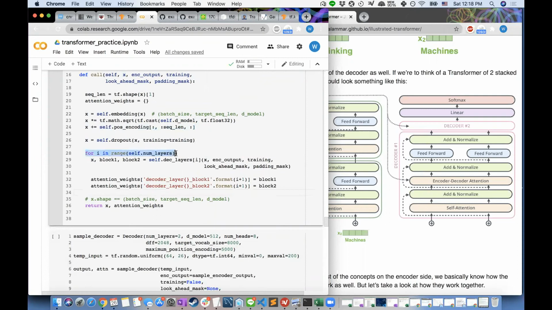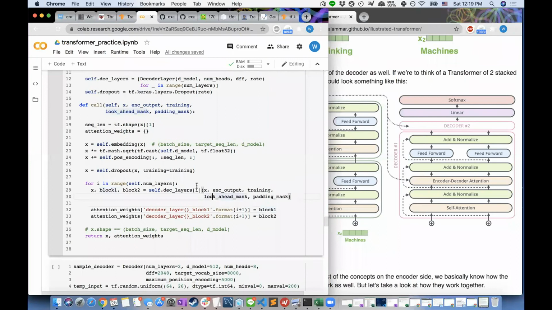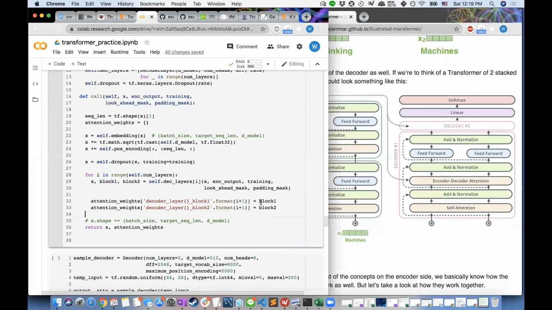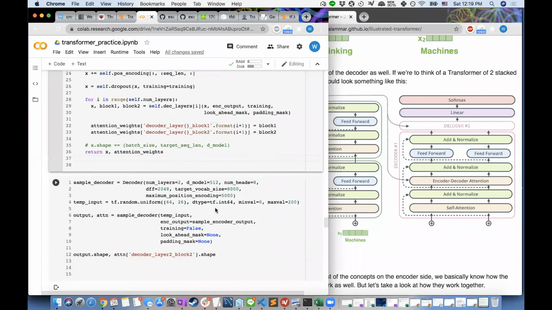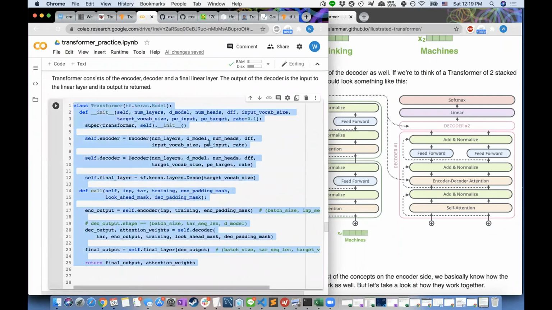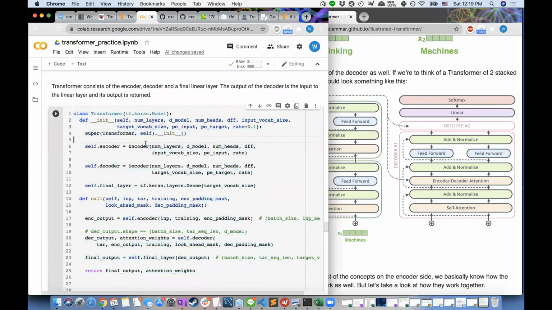For i in range self.num_layers, you call the decoder layer i, you index the attention weights, and you pass in the attention weights. Okay, all right, then that's everything. And then you create another class to create the transformer. So you're just refactoring everything, right? Refactoring your code. Okay, so now we have all the encoder layers in one encoder class, which is here.